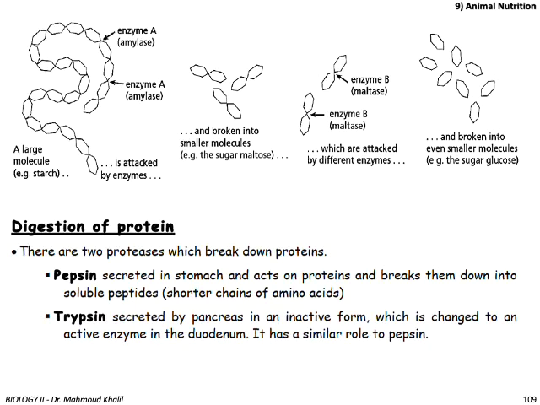The digestion of proteins. There are two major proteases that break down proteins, as we said before, pepsin and trypsin. The pepsin is secreted by the stomach, while the trypsin is secreted by the pancreas.